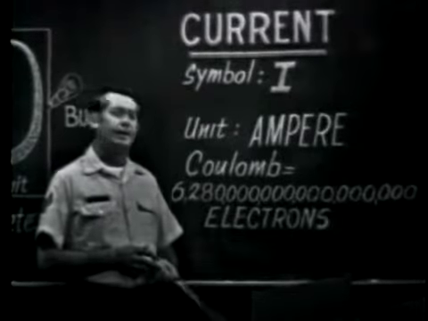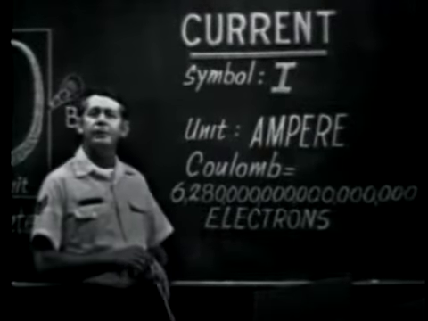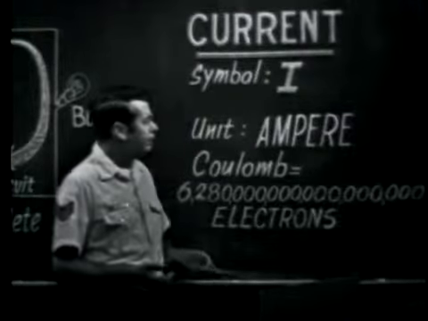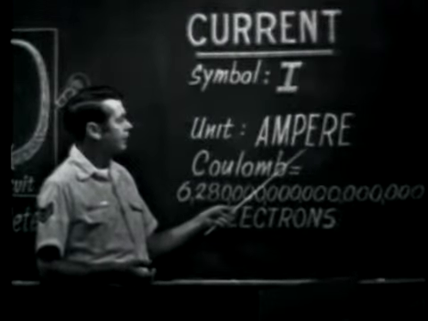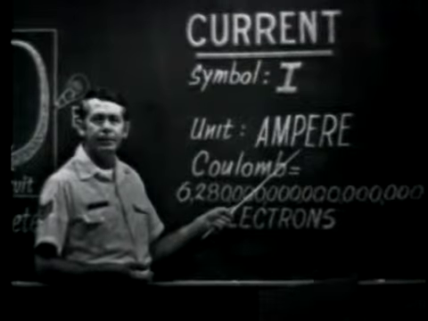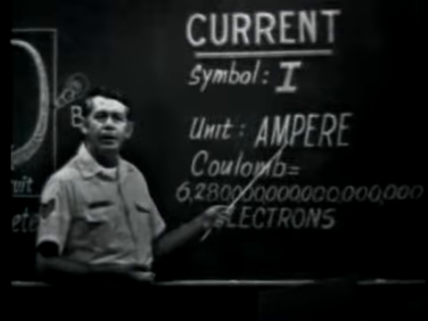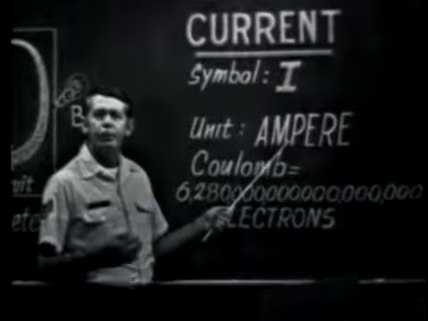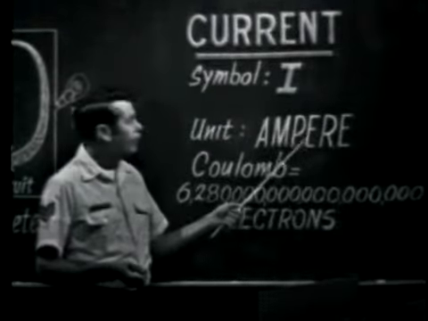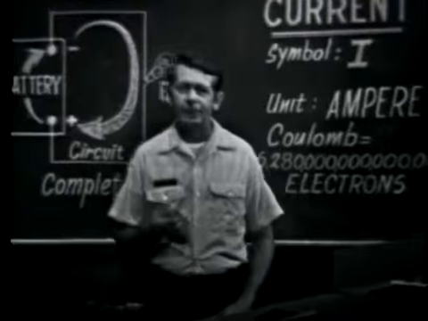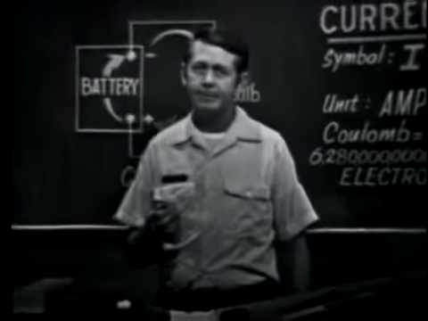Now, of course, trying to count this many electrons would be like trying to count the grains of sand on a beach. It just isn't practical. So we'll rely on meters later on to measure current in amperes. Now, an ampere is 1 coulomb flowing past a point for 1 second. And it's called ampere in honor of the French physicist who discovered this means of measuring current.